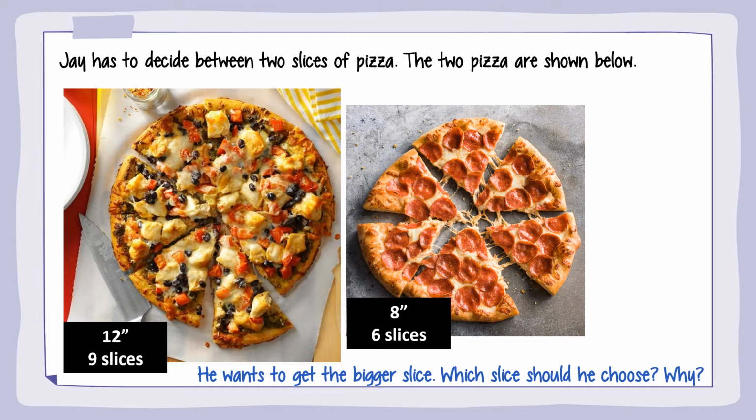The 12 inches diameter pizza, which is divided into 9. And the other pizza is 18 inches in diameter, which is divided into 6 only. Now, he wants to get the bigger slice. Which slice should he choose? And why? We will try to answer that at the end of this video. Or actually, the part 1 only. Okay?